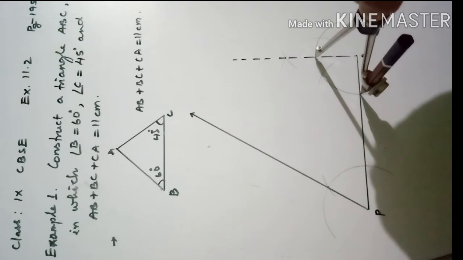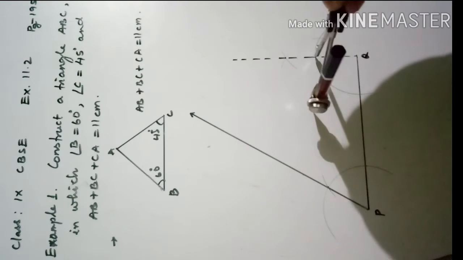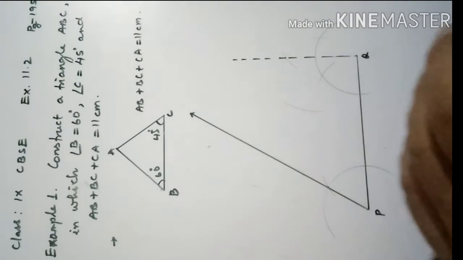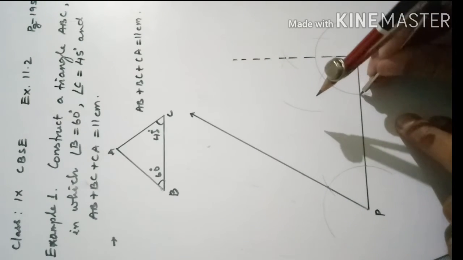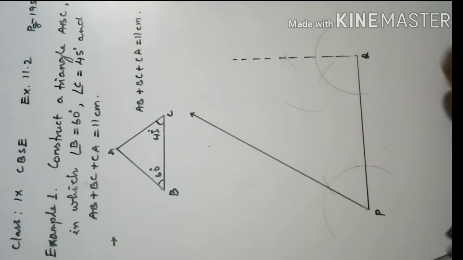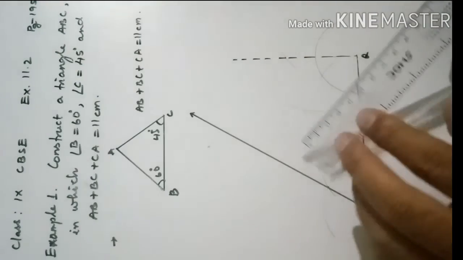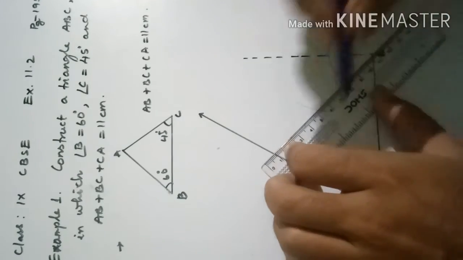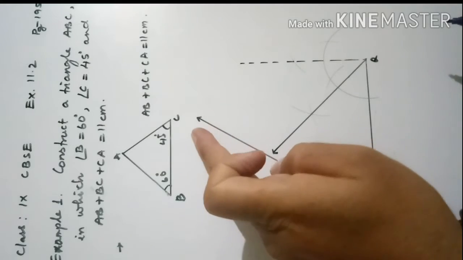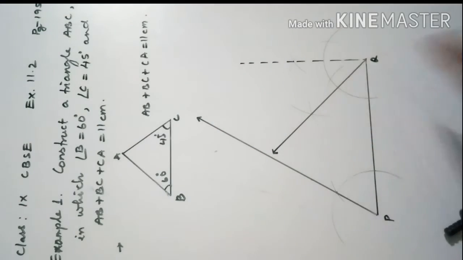Take this much length. Draw one arc here. From this 90 degree, again from this point, draw one arc. So this one will get 90 degree, 45 degree. Okay, so you got the 2 angles. One is 60 degree, one is 45 degree.